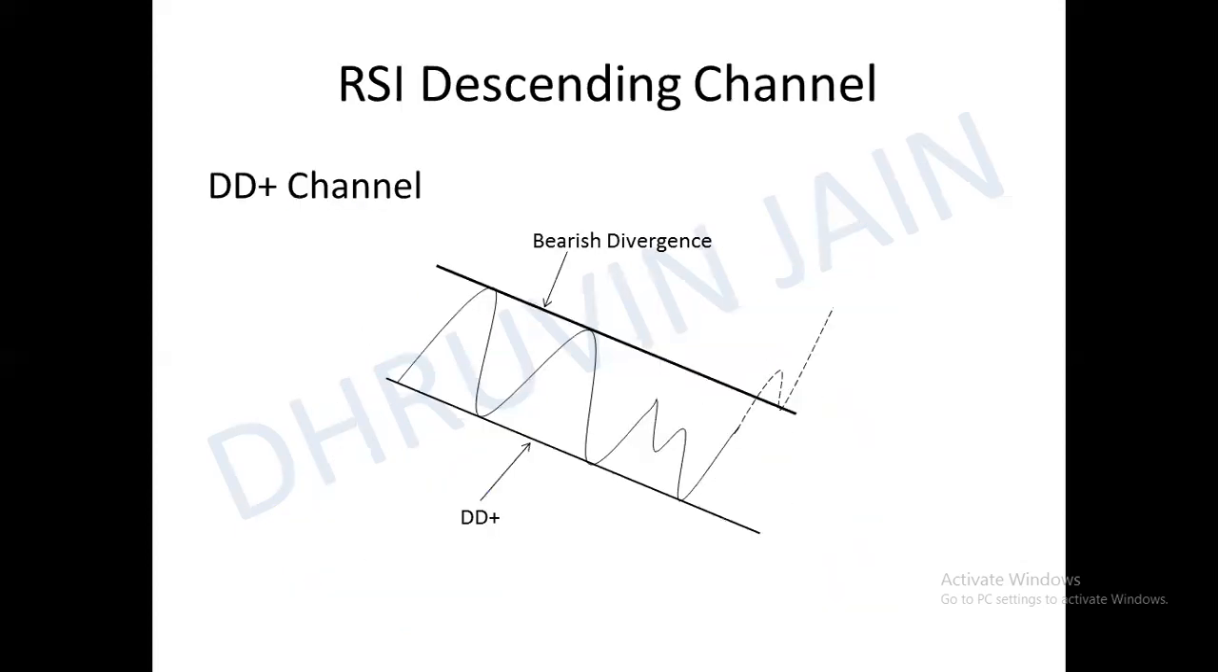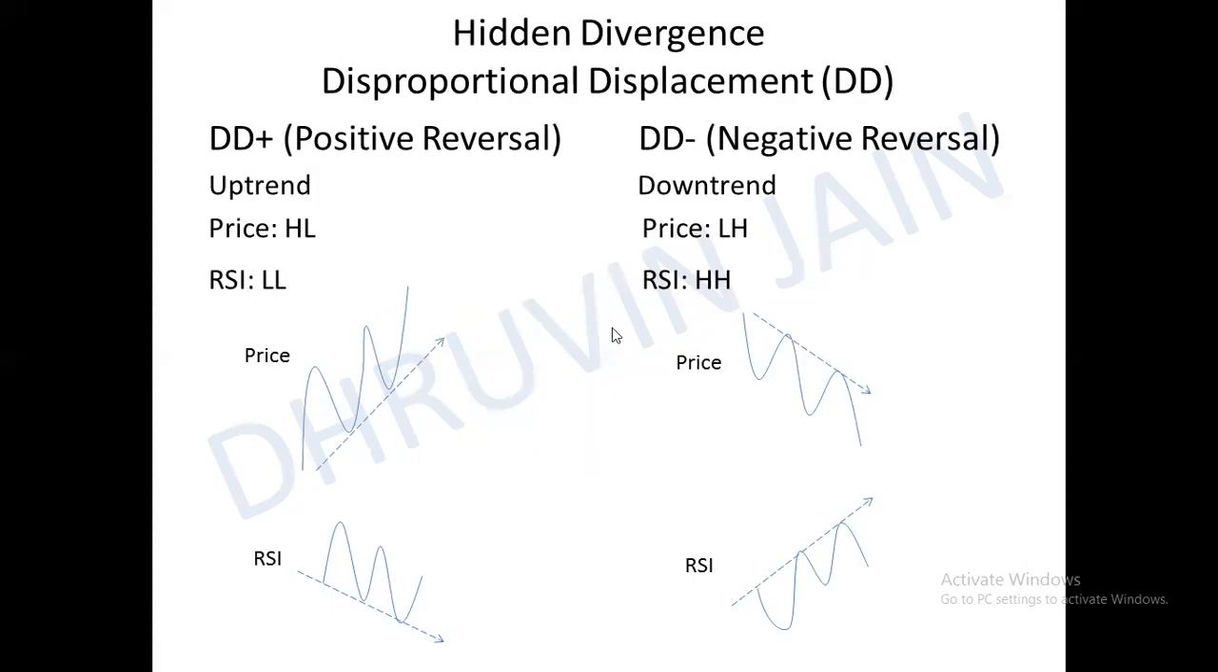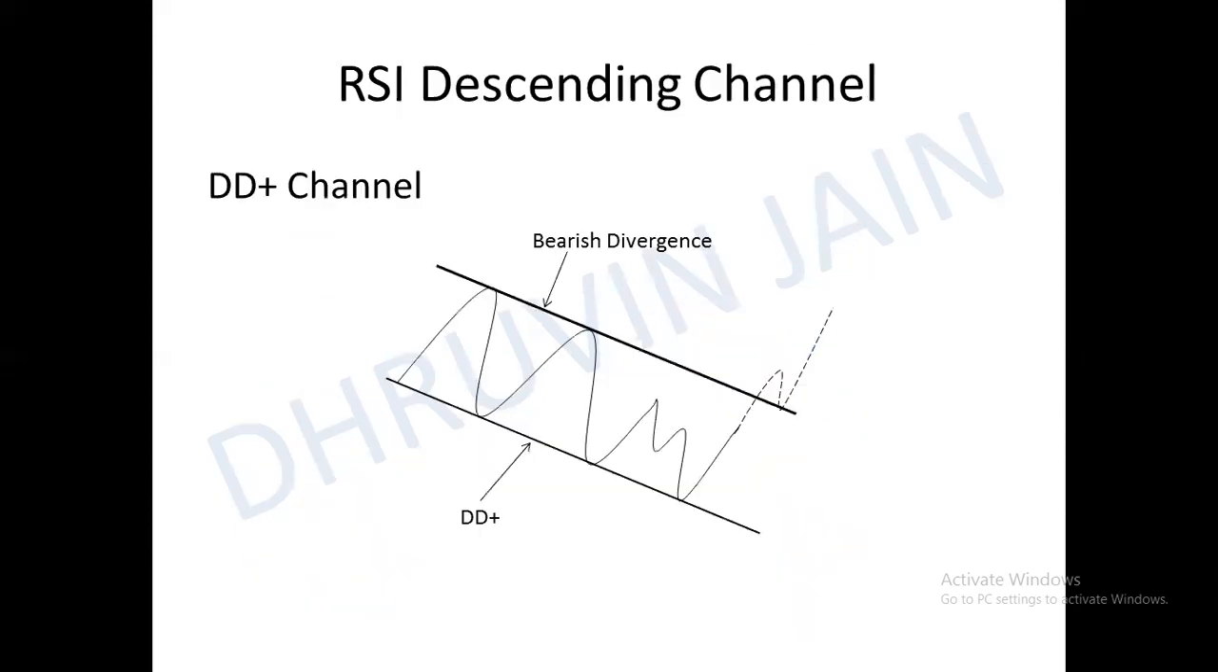So always know this, RSI structures like this. RSI moves in such a manner. So let me first cover the descending channel, the RSI descending channel first. I'll show you what will be happening in the descending channel. I expect you guys to know what a DD plus is, and what a bearish divergence is. Using the structures of bearish divergences and DD plus, we will be plotting the channel structure.